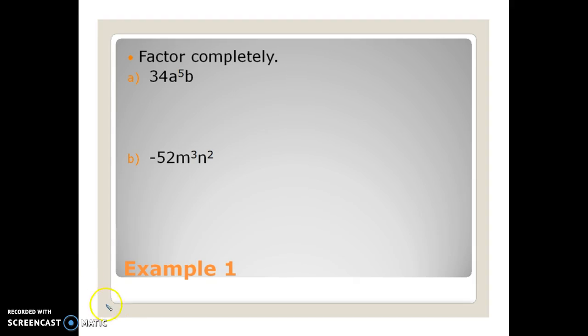So if I wanted to factor these completely, to get all the way down to our prime factors, for 34, I'm going to make that same factor tree, and that's 2 and 17, both of which are prime. And then if I have a to the 5th, that's 5 a's. So then this equals 2 times 17 times 5 a's and 1 b. Multiply all those back out, and we get to 34a to the 5th b.